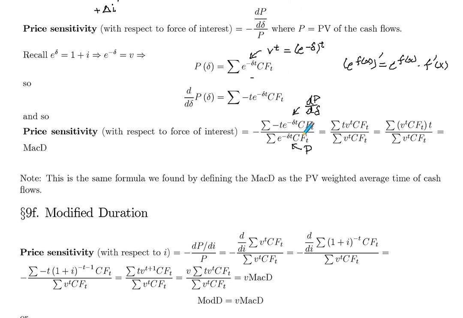Okay, and then notice that e to the negative delta t, again, that is the same thing as v to the t. And so if I do that substitution on top and the bottom, and then also notice this negative out in front, double negative will make a positive. And then here, this is v to the t, and this is v to the t. So now I'm just summing up t v to the t, cash flow at time t, over the sum of v to the t, cash flow at time t. And we just do a little bit of rewriting. This is v to the t, cash flow at time t times t, over the sum v to the t, cash flow at time t.